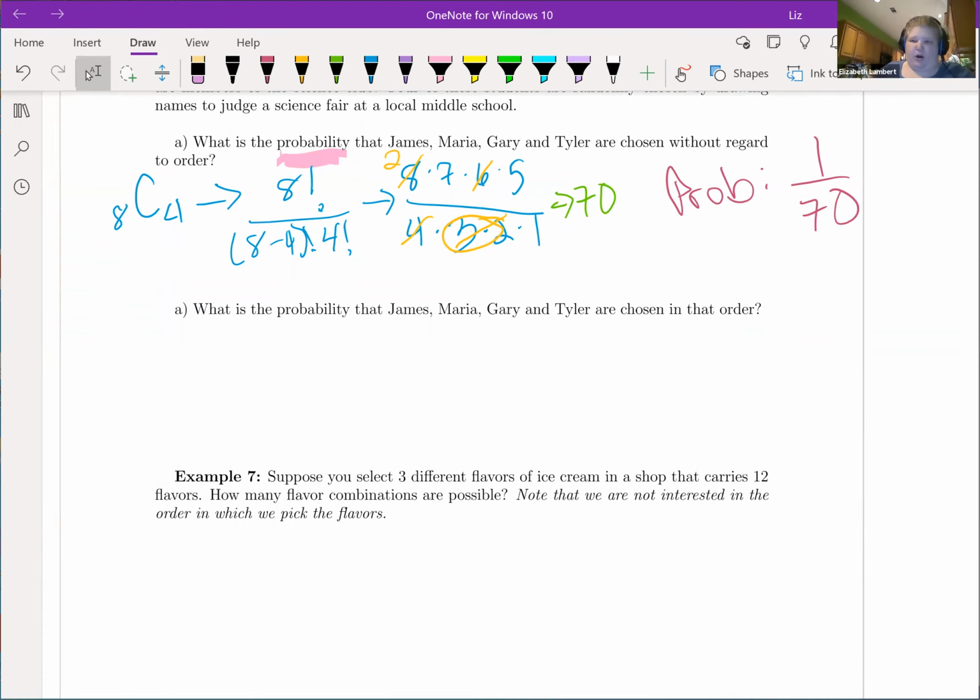Now, what should be part B? What is the probability that James, Maria, Gary, and Tyler are chosen in that order? Again, another probability. I need to know how many ways there are to choose an ordered set of 4. And then this is one precise way I can order that particular subset of people. So that is one of however many ordered sets of 4 there are. Now we have to figure that out, which is what we had, but we're not going to divide by the extra.